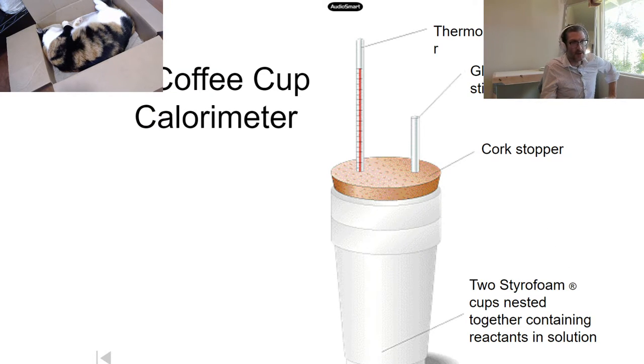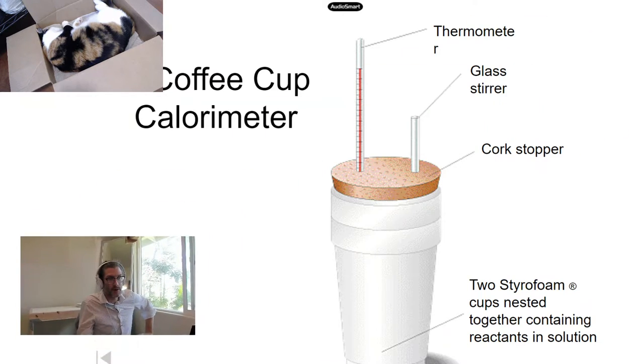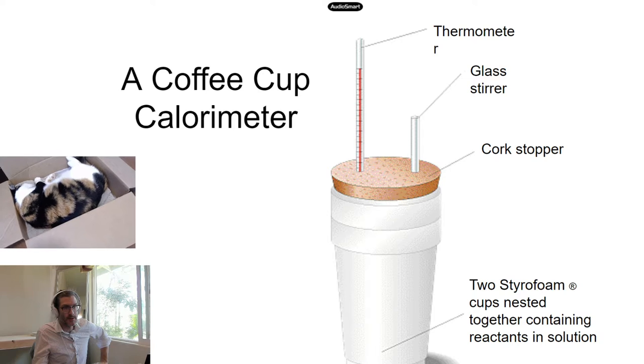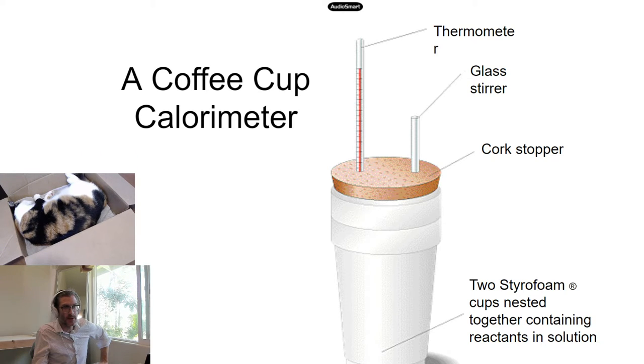And I'm in the wrong corner. I'm gonna go off to this corner. There we go. Cat is going to move down a bit, and now we have a coffee cup calorimeter. All right.